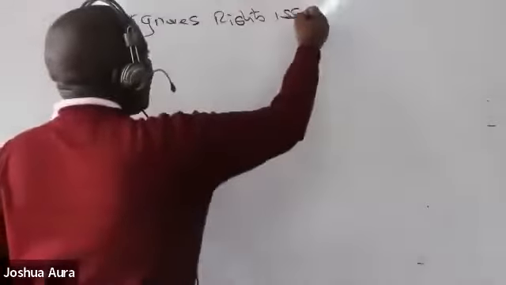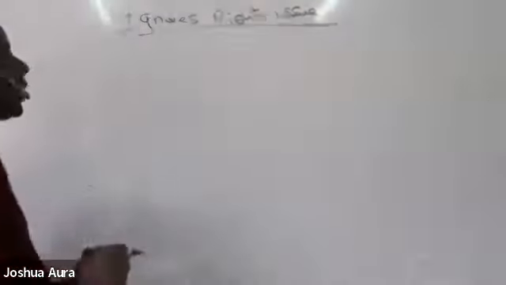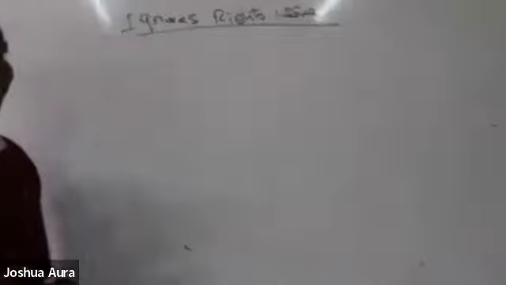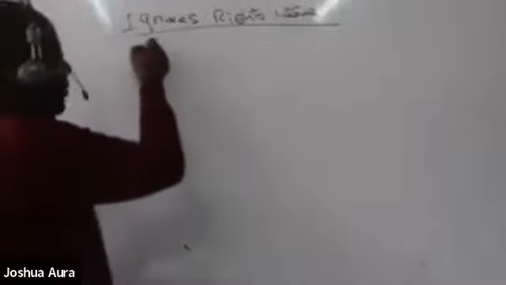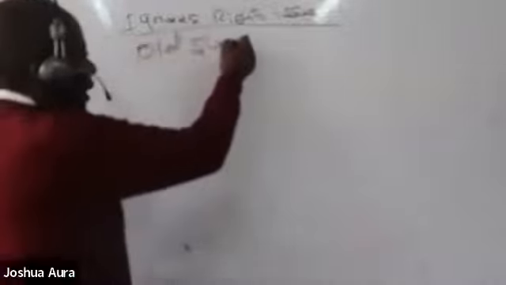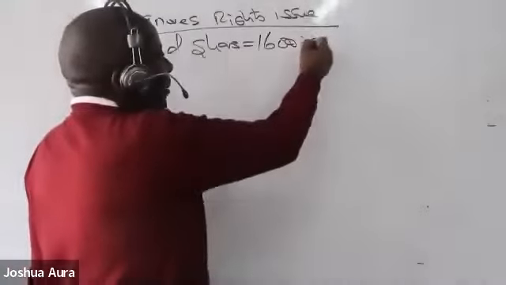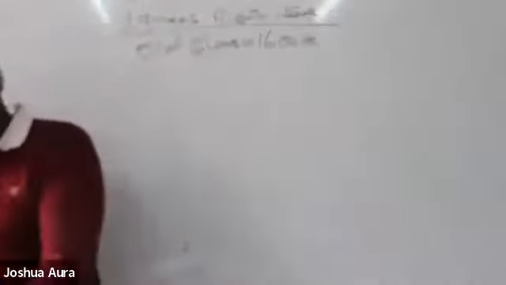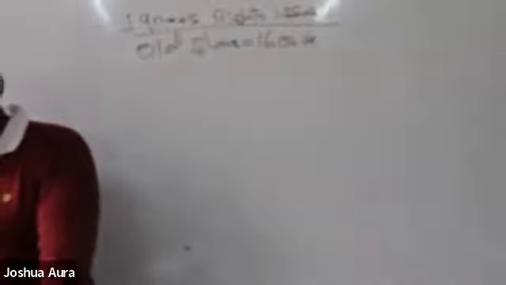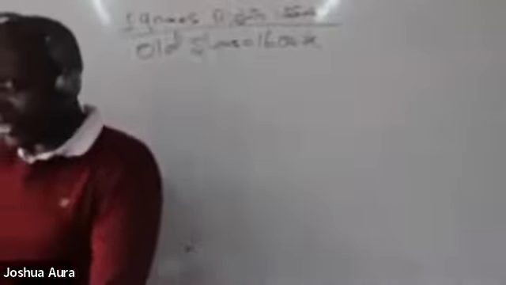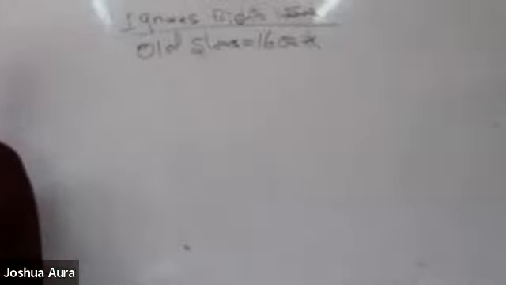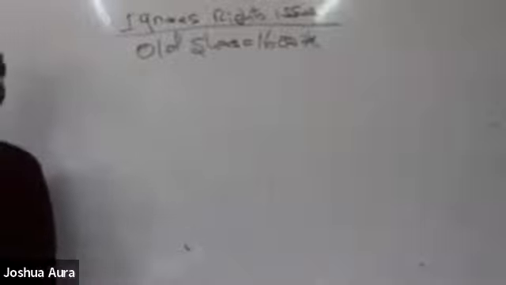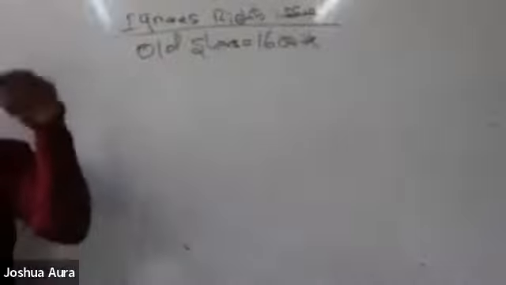So if he ignores the rights issue, here we don't expect to get that for 3,600. Of course he will remain with his shares, isn't it? So the old shares, how many were they? Times what price? Times what price, my online guys? Times 20. That old 20 thing.